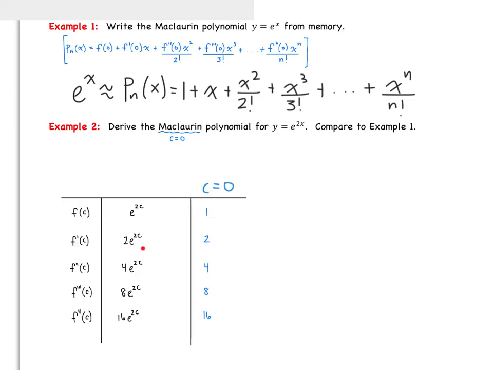The first derivative is 2e to the 2c. Don't forget about that chain rule, and when we evaluate that at c equals 0, we get 2. And you can kind of see the rest. The second derivative, don't forget that chain rule, and then evaluating that at c equals 0. Third derivative, evaluated at c equals 0, and then fourth derivative at c equals 0. So there we have our table.